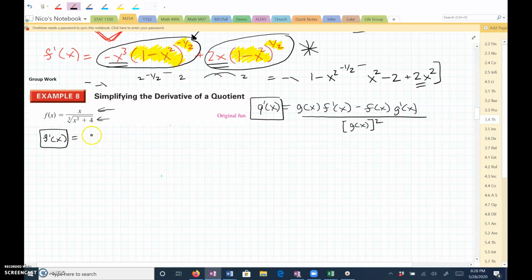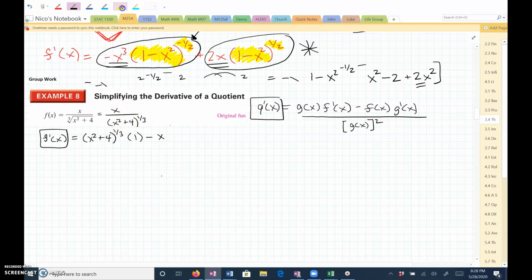G of x. So we can think of g of x being x squared plus 4 to the 1/3 power. Typically, writing it in exponential form rather than radical form is going to be more advantageous for calculus. So x squared plus 4 to the 1/3 power times the derivative of the numerator, which would be 1, minus the numerator, which would be x, times the derivative of the denominator.